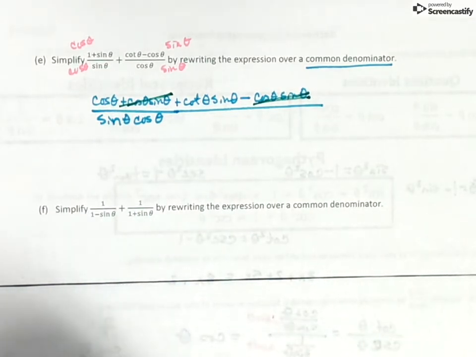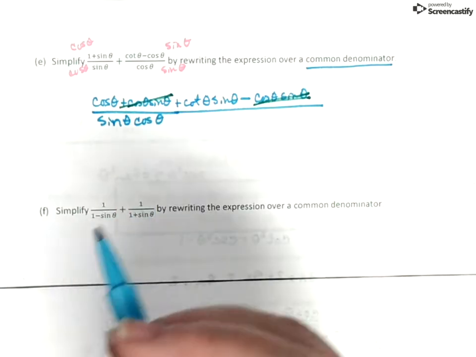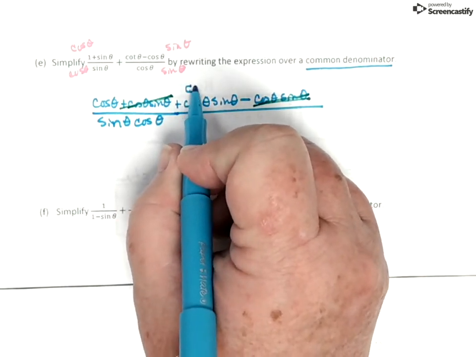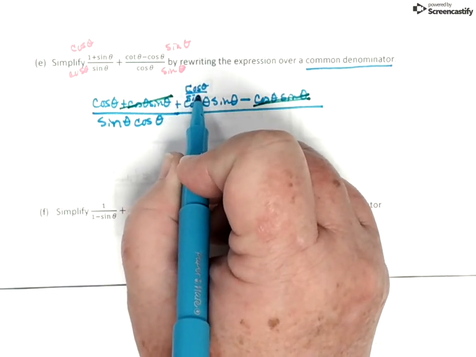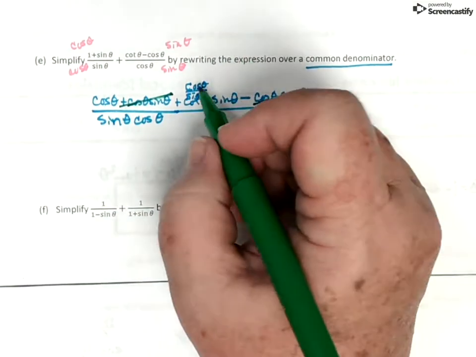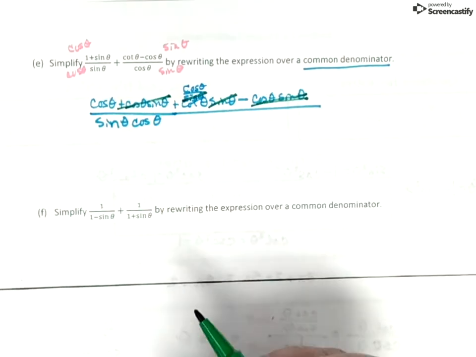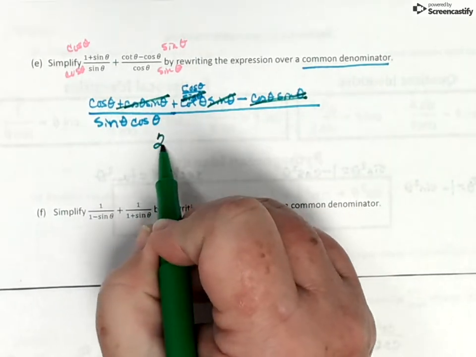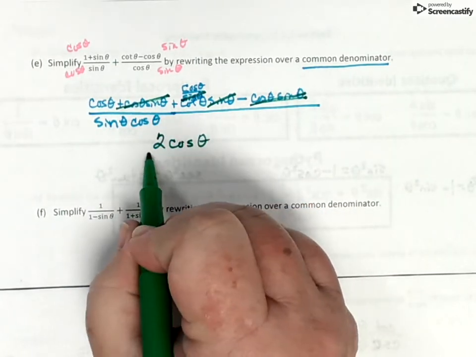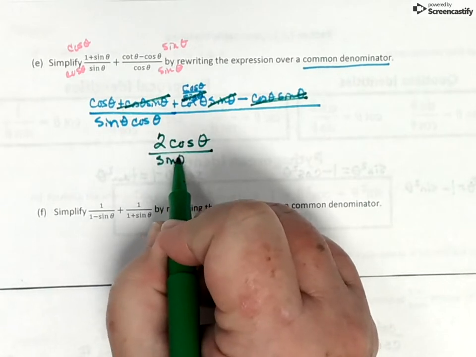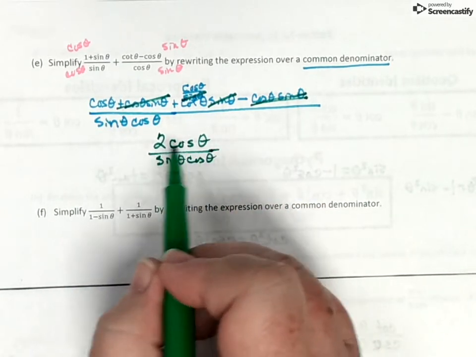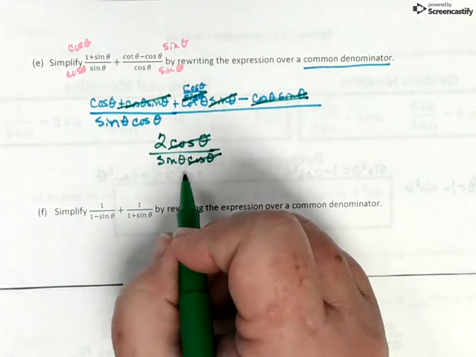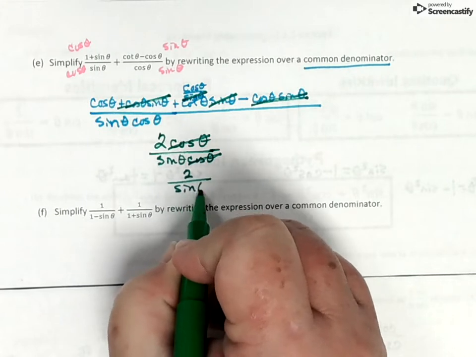I also hope you recognize that this is cotangent, and cotangent can be written as cosine over sine. And cosine over sine lets me cancel out the sine values. So I've got cosine theta plus cosine theta. That's 2 cosine theta on top over sine theta cosine theta. There's no addition. This is all multiplication, so cosine can cancel, and that leaves me 2 over sine theta.